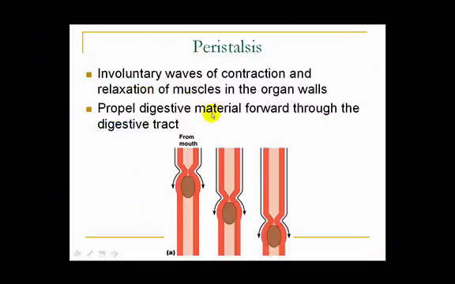So peristalsis is when you move food forward through the digestive tract. And this is involuntary waves of contraction of the smooth muscle and relaxation. The smooth muscle at one end of the digestive tract will start to contract, and it's like a wave of contraction followed by relaxation, and it moves the food forward.